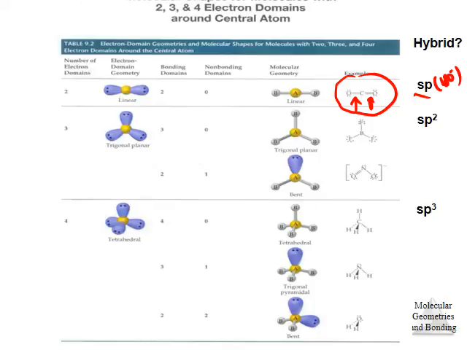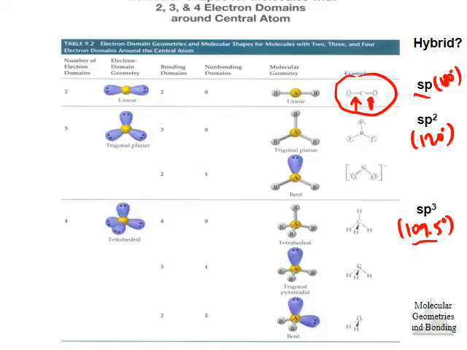Similarly, in the next molecule, I have three pairs of electrons, so I need three hybrid orbitals. So sp2 combination would give me three hybrid orbitals, and the angle would be 120 degrees. For four pairs of electrons or four electron domains, I'm going to get sp3 hybridization, and that goes with 109.5 degrees.